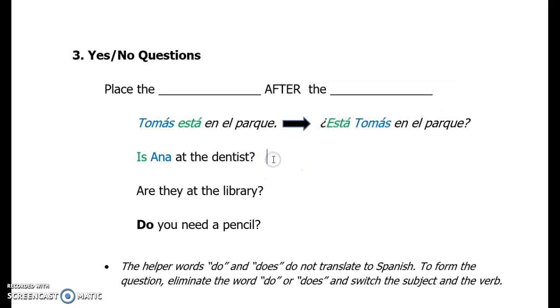So it's the same verb because I'm talking about her location. So I'm going to use está. Está who? Well, my subject, Ana. And where is Ana going to be? She is going to be en el dentista.